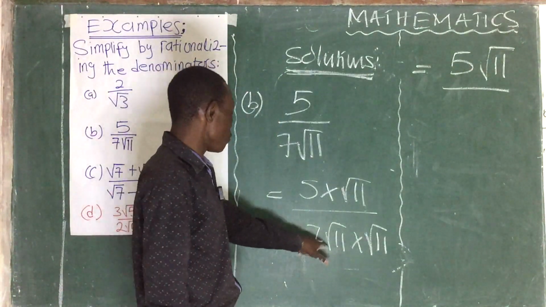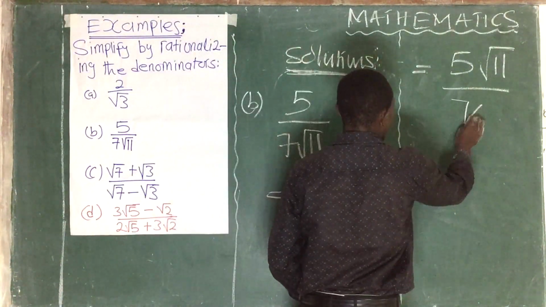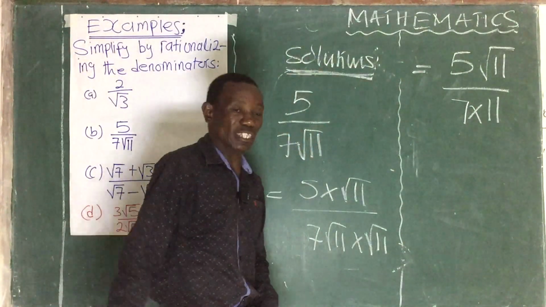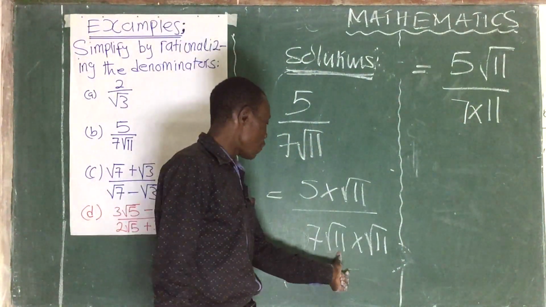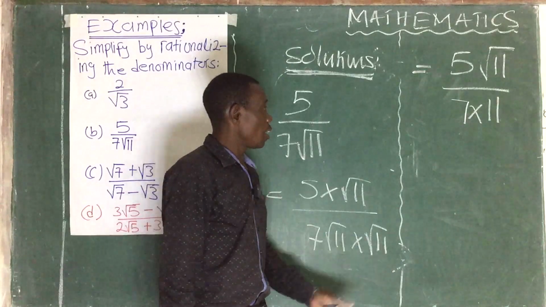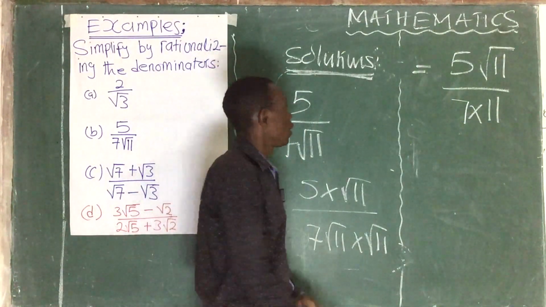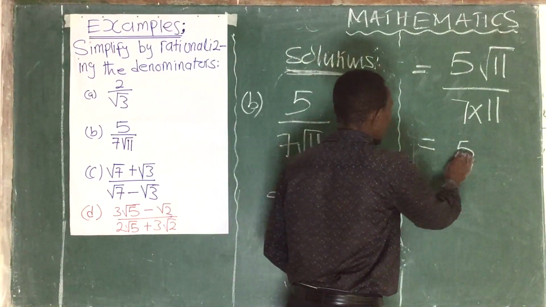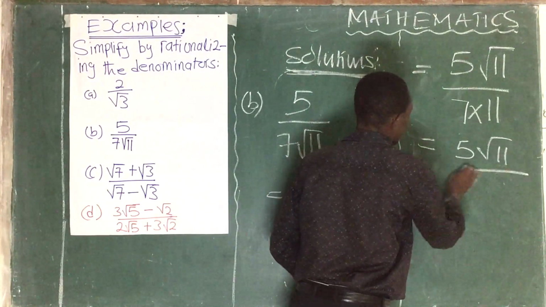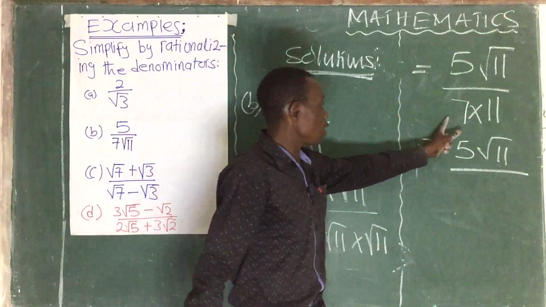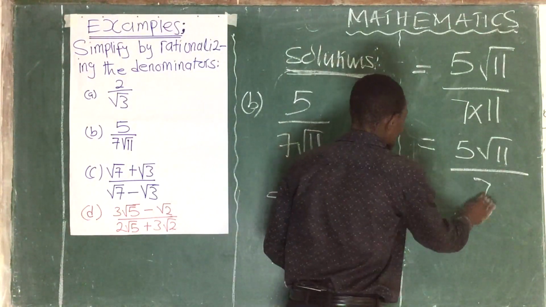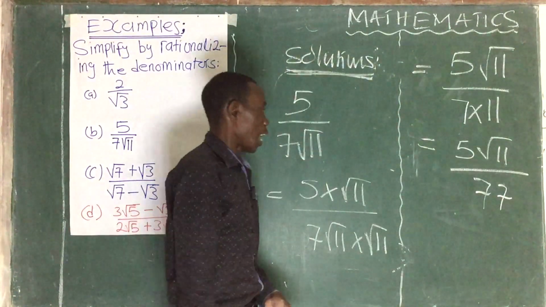So here it means we have 7 multiplied by 11 down there, because we have 7 root 11 multiplied by root 11. Root 11 times root 11, the answer is 11. So here we go: on top, 5 root 11. Down here it will be 7 multiplied by 11, and the answer is 77.